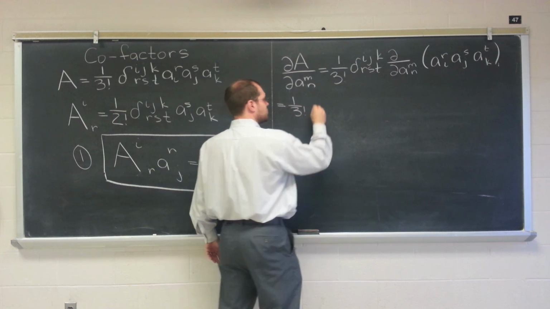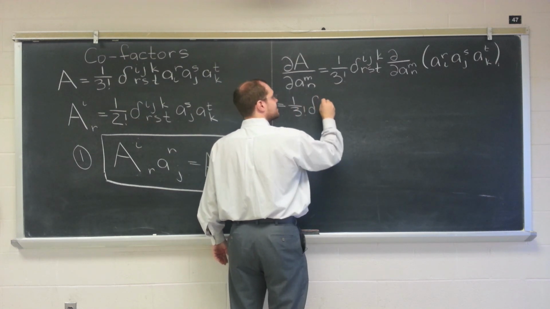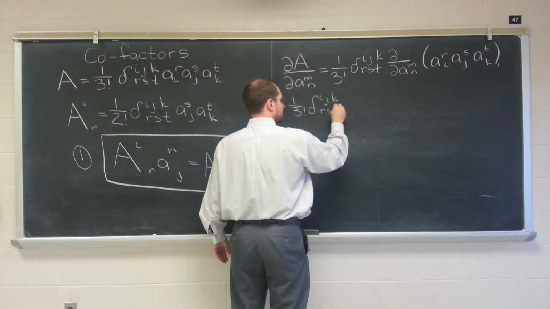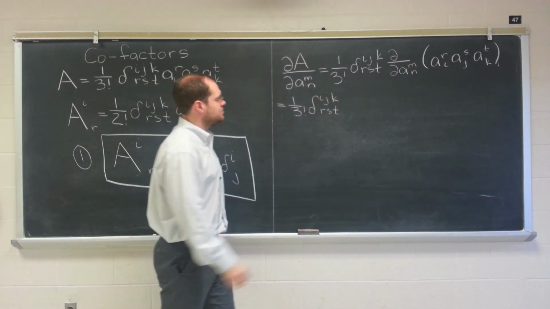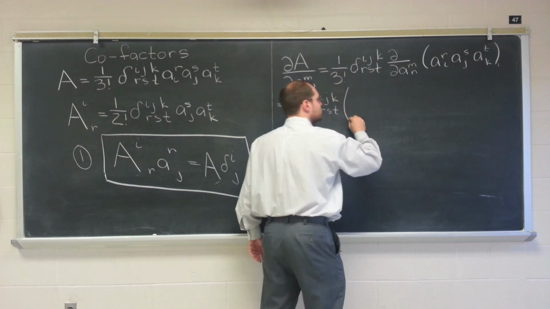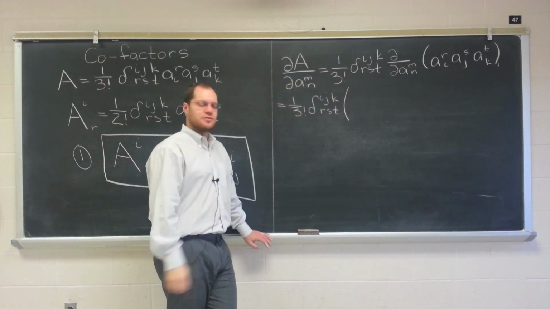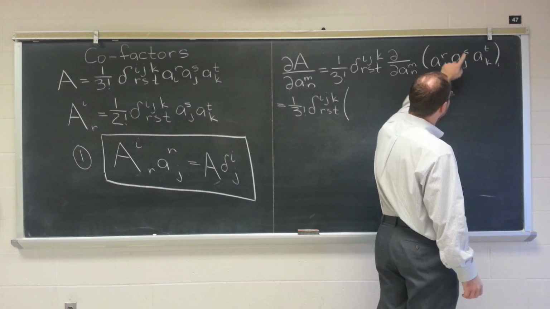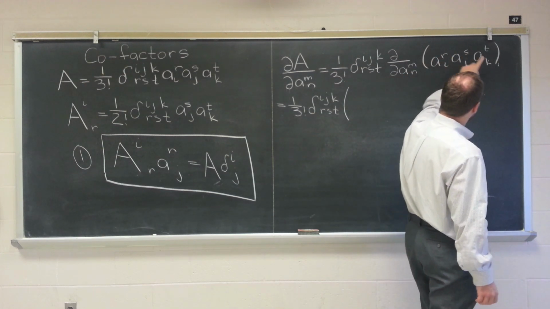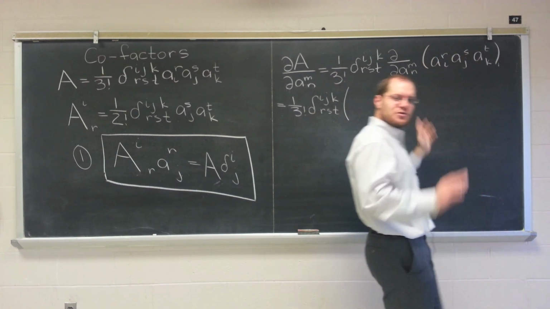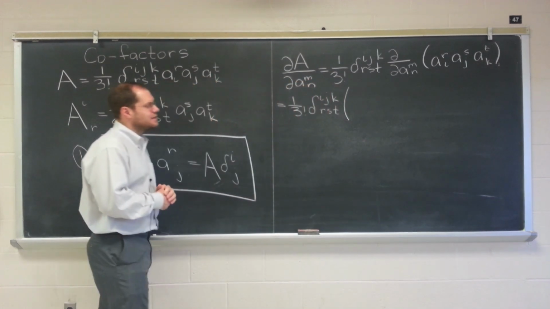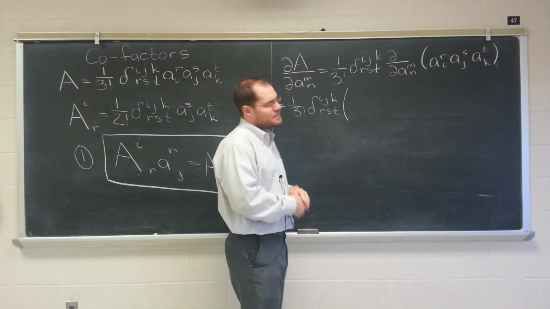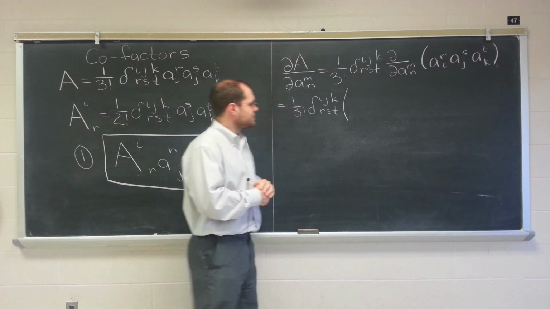1 over 3 factorial remains unchanged. The delta system, i, j, k, r, s, t, remains unchanged. And here, by the product rule, we will now have 3 terms. One where the derivative is applied to this term, one where the derivative is applied to this term, and one where it's applied to this term. So we'll only write down one of them, and then we'll make the claim that all 3 terms are the same. Not too hard to believe, but it'll be up to you to make sure that's the case.